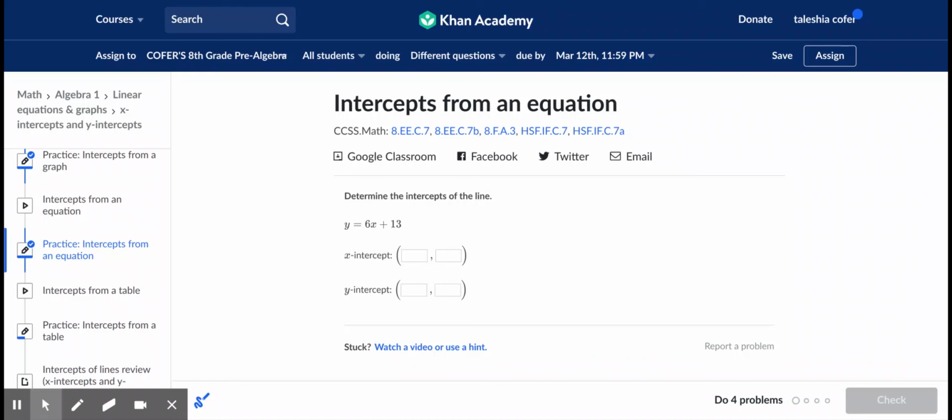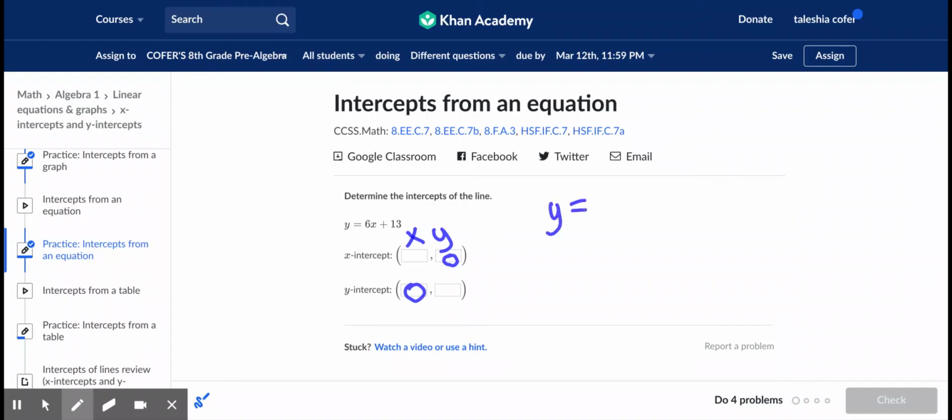Okay, guys, let's solve some intercepts from equations. So we know that if the x-intercept is there, that means it does not connect with the y-axis at all. So remember, this is x and this is y. Anytime we have an x-intercept, our y is 0. Anytime we have a y-intercept, our x is going to be 0. So let's plug y in for 0 and solve for our x-intercept.